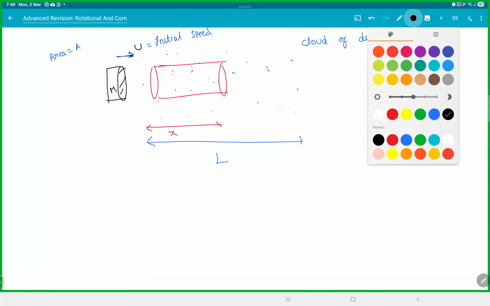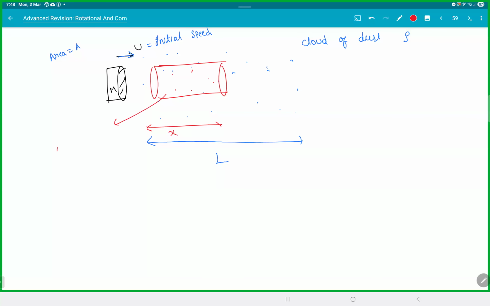So all this must be accumulated on the spaceship, all this mass is stuck. How much mass is this? Rho into A into X. So at this position, when it reaches here, let the velocity be V. Since there is no external force on the system, momentum is conserved.